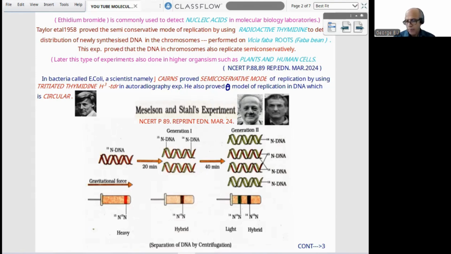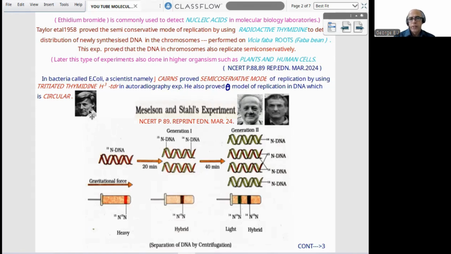Now, in bacteria, again called Escherichia coli, a scientist namely J. Cairns, photograph you can find, proved the semi-conservative mode of replication by using tritiated thymidine, H3-TDR. In an autoradiography experiment, he also proved the theta model of replication on DNA, which is circular.